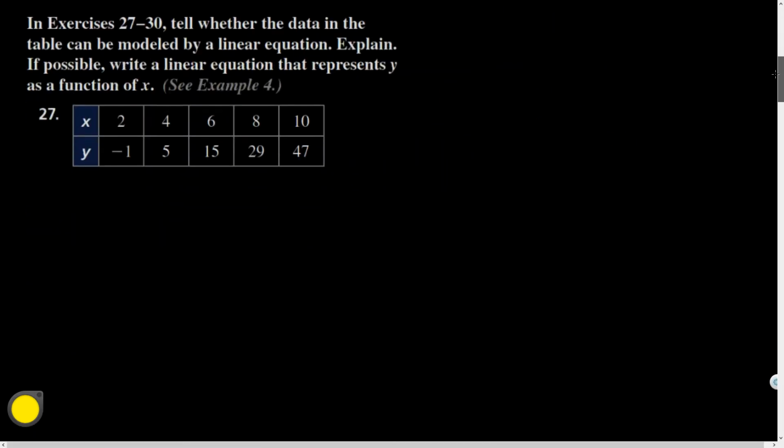Okay, next problem. Tell whether the data can be modeled by a linear function. So what I need to know is, does it have a constant rate of change? So notice this goes plus 6 and over 2. And plus 10. That's not necessarily a problem yet, except it is here because it's over 2. So notice, not a constant rate of change.